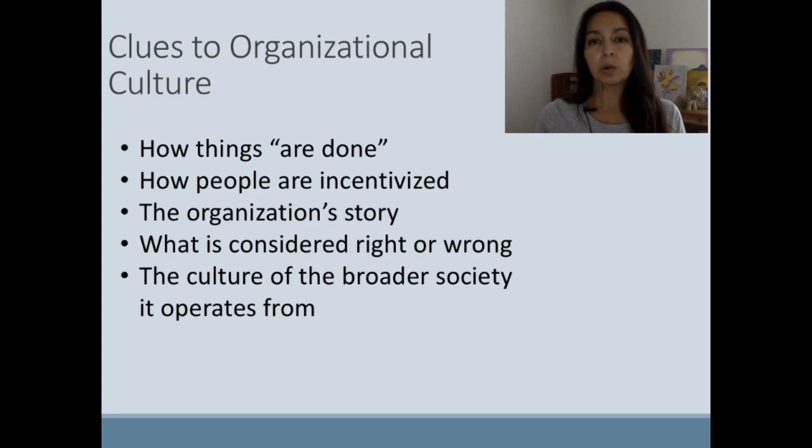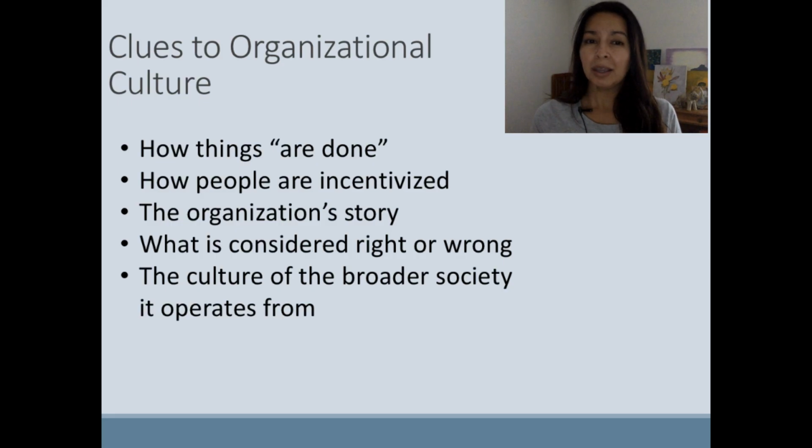The organization's story is not only how an organization describes itself and its history, but also what the values and rituals of the organization are that reinforce the organization's narrative. What is considered right and wrong looks at behavioral norms, or what happens to those who don't stay within the lines.